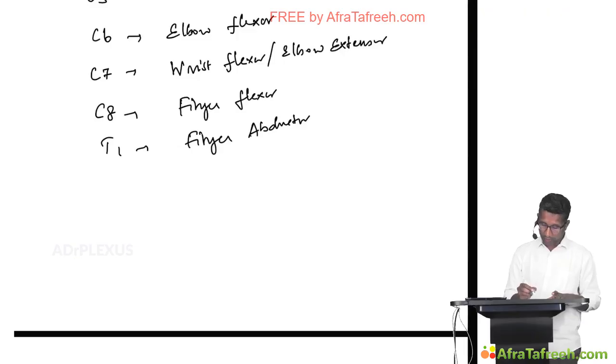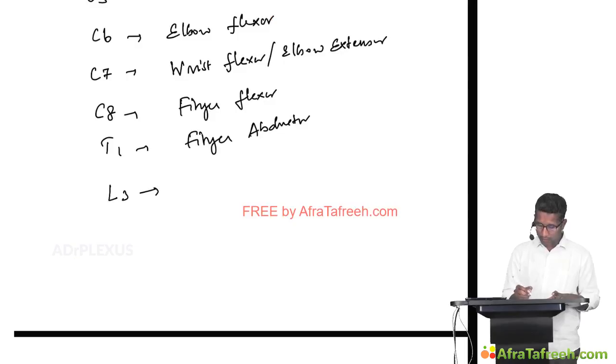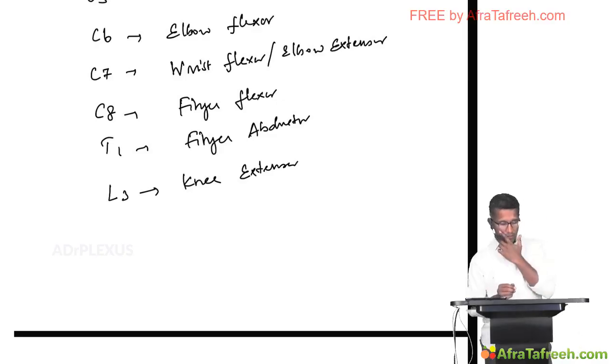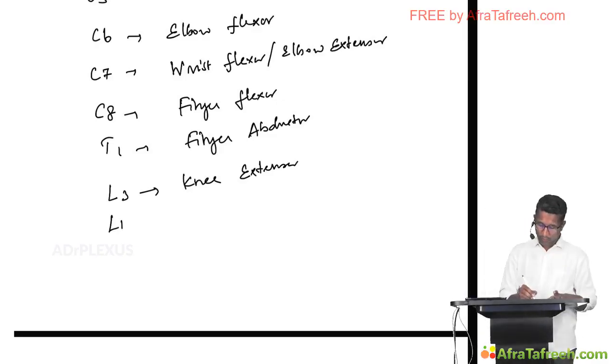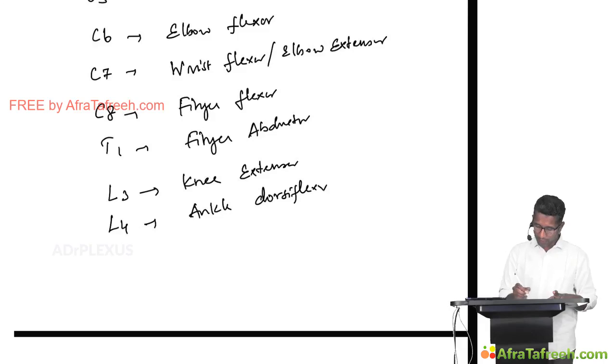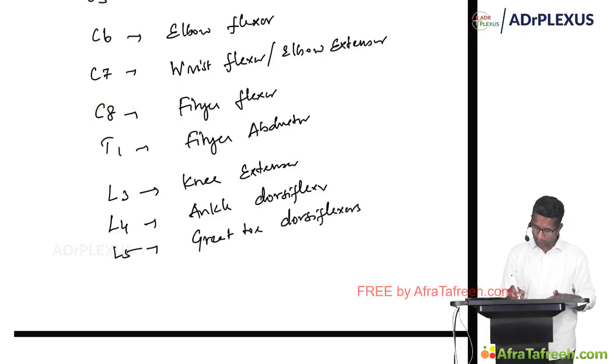So if you have the myotomes of the upper limb, what about the myotomes of the lower limb? L3 is the myotome for knee extensors. If you ask the patient to extend the knee and check, you are checking the L3 myotome. L4 myotome is ankle dorsiflexors. L5 myotome is the great toe dorsiflexors. And S1 myotome is the ankle plantar flexors.